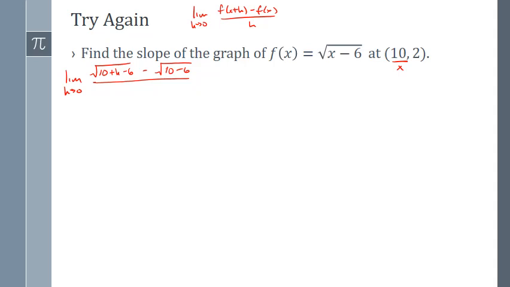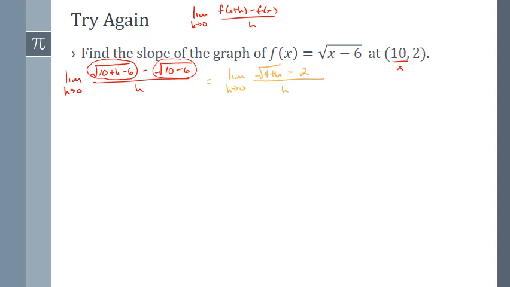So again, this first part here was f of x plus h. This is f of x. I don't know why I said 2. That should be over h. Sorry about that. Alright, so now we start to simplify. The limit as h goes to 0 of the square root of 4 plus h minus the square root of 4, which is just 2, all over h.